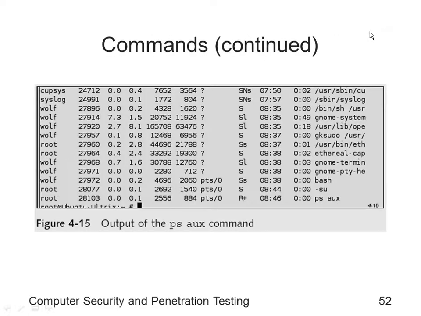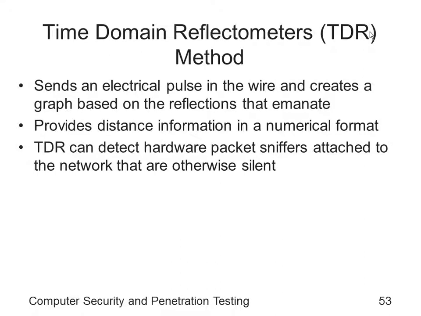Okay, saw that already. There's just an output of the command we just saw. Okay, TDR, Time Domain Reflectometer. I think the name is amazing. It's like our Fluke meter. Some of you have seen our Fluke meter, I'm assuming, at one point or another. You can actually check the length of cables and stuff like that.